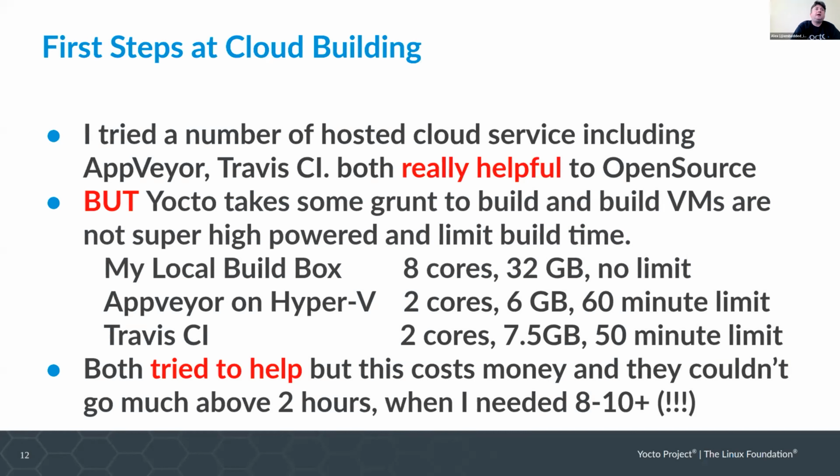I did quite a lot of hunting around for cloud services, and I talked to the folks at AppVeyor, Travis CI, some other ones, and they were great. They were really, really helpful, really supportive of open source. Not a bad word to say about these people. They're fantastic, and they give you free resources to run your open source test projects. Great, but Yocto is a big old beast, and my build box, as I say, is 8-core 32 gig. AppVeyor is like a 2-core 6 gig, and Travis CI is 2-core, a bit more.